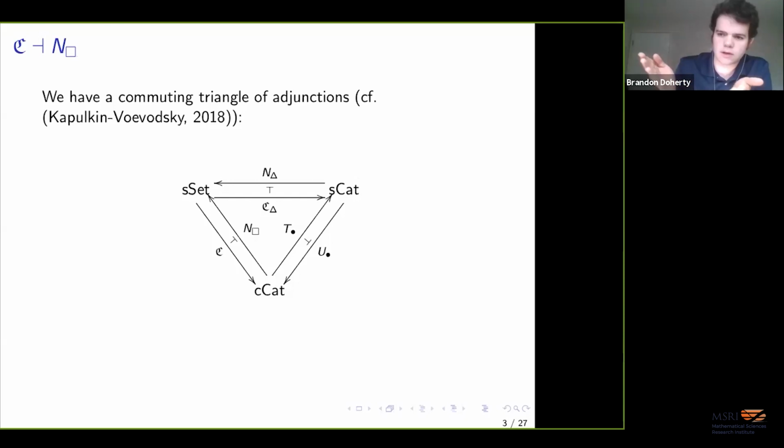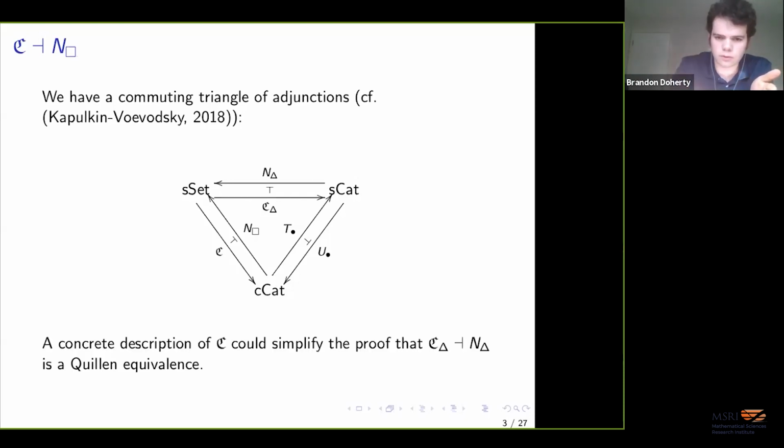And so then, of course, the left adjoints have a corresponding factorization. So the left adjoint, which I'm writing C delta from simplicial sets to simplicial categories, factors as this functor C from simplicial sets to cubical categories, followed by triangulation on all the mapping spaces. So the hope then is that if we can get a concrete description of this functor, Gothic C, then we could use that to simplify the proof that the homotopy coherent nerve and its left adjoint form an equivalence, using this commuting diagram of adjunctions.